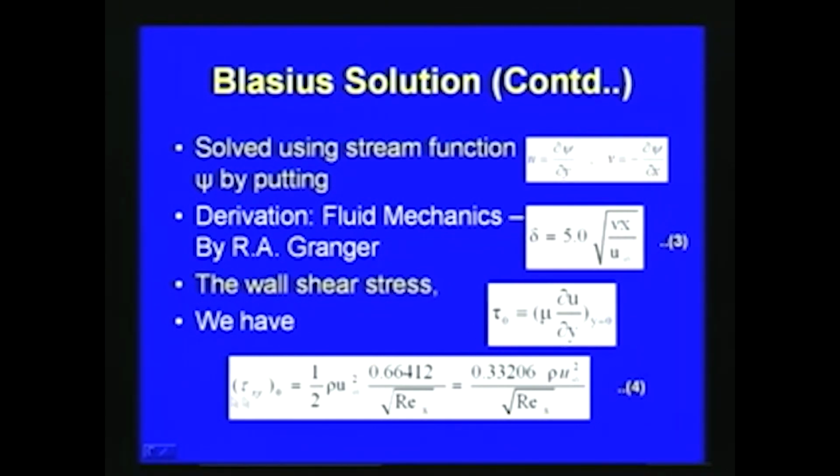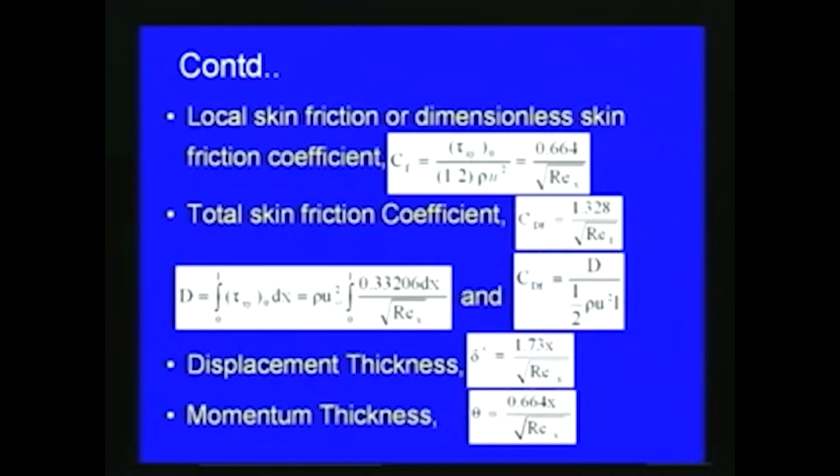After substitutions he showed τxy at 0 is equal to half ρu∞² into 0.664 divided by square root of Rex, where Rex is the Reynolds number at that particular location from the leading edge of the plate. That is equal to 0.332 ρu∞² by square root of Rex, where u∞ is the free stream velocity and ρ is the fluid density. These solutions obtained by Blasius were also experimentally verified, and they almost matched the experimental observations.